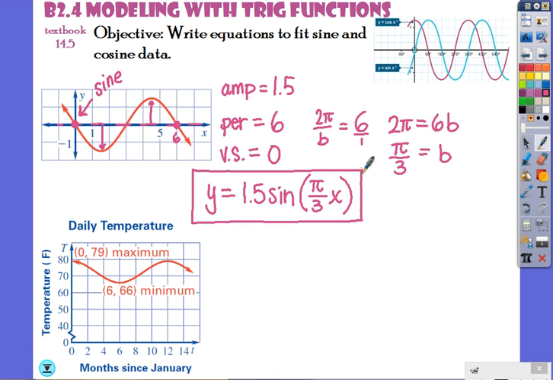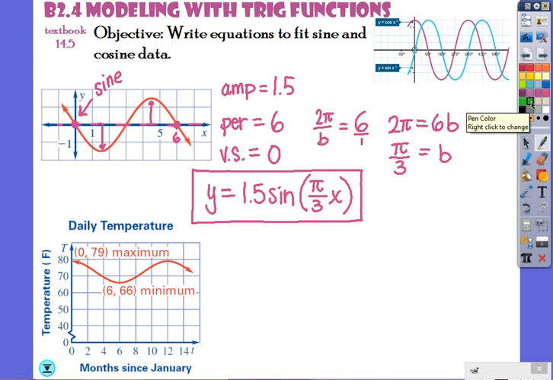So we're going to actually apply this to, for example, a temperature situation. So this is actually talking about a year, months since January. It's talking about high temperatures and low temperatures. And look at that. Apparently, in January, that's when we had our high temperature going on. Low temperature in June. High temperature again 12 months after January, which is January again. So I'm thinking southern hemisphere. But we're going to try to write an equation for this.